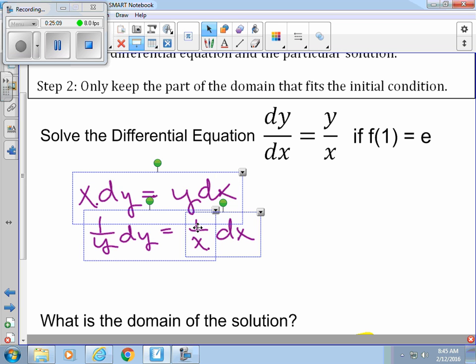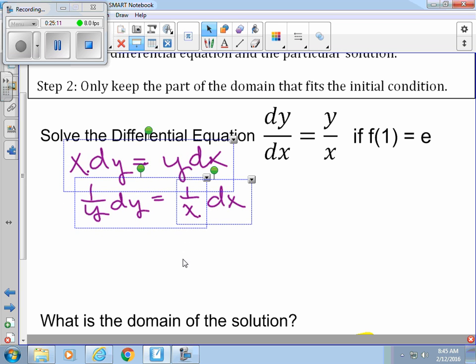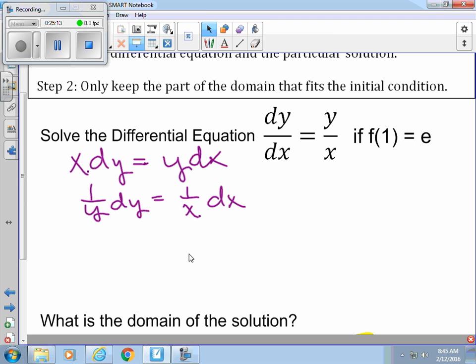You have to have all the y's on the same side as the dy and all the x's on the same side as the dx. So if it's backwards like that, we would use this. But in general, you're always going to want y's with the dy, x's with the dx, however you have to make that happen. But remember, you can only multiply and divide.